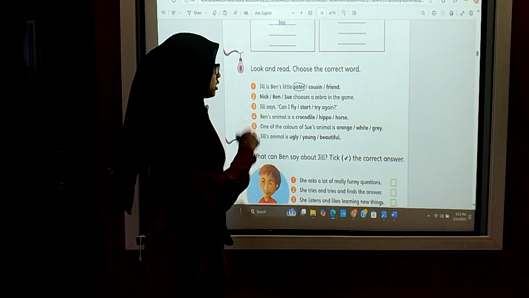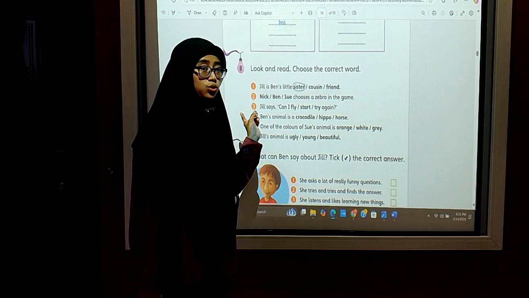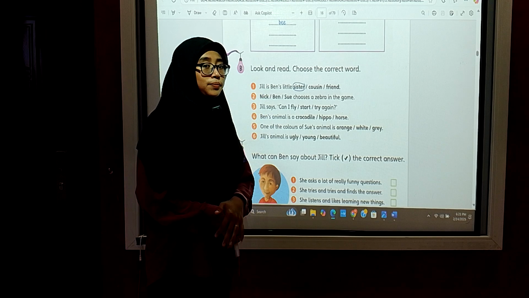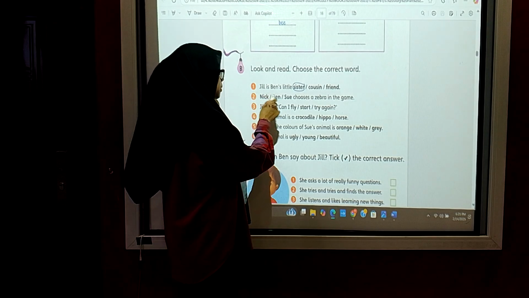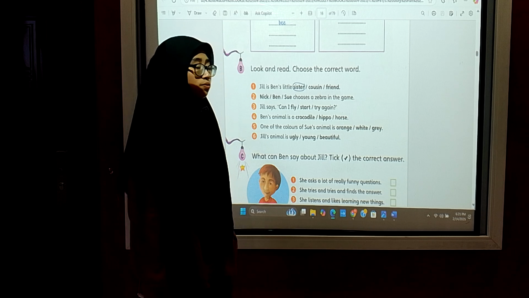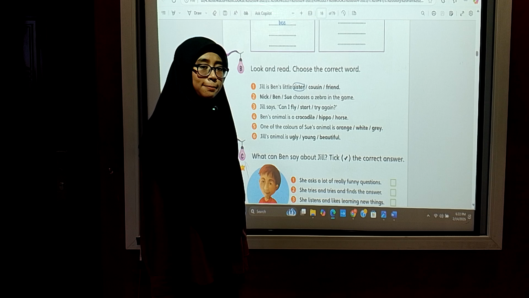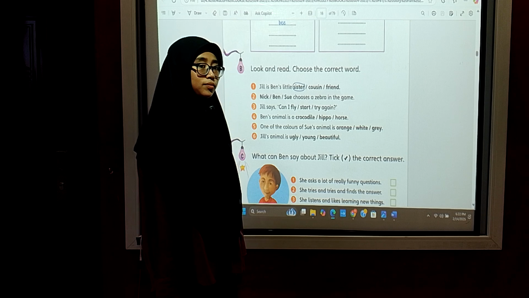Here, look and read. This one they need to read the story again, and then I ask them to find out the answer. Like number one, Jill is Ben's sister, cousin, or friend. Actually, just try to pretend you are explaining to your students. How do you make sure that they follow your instruction here?